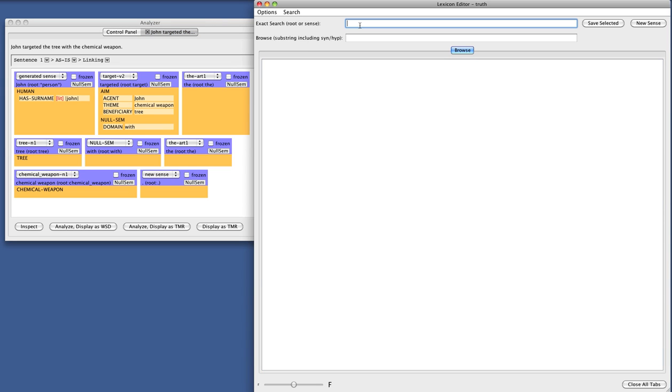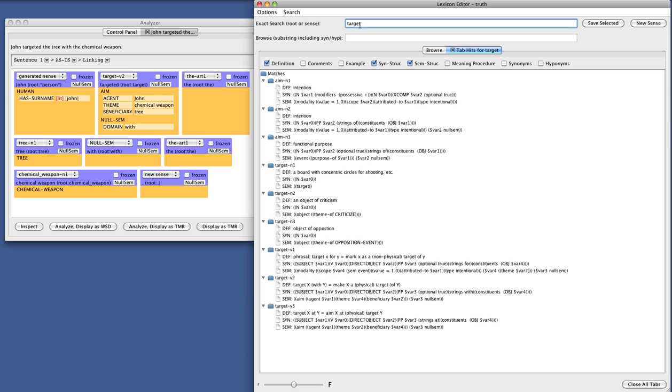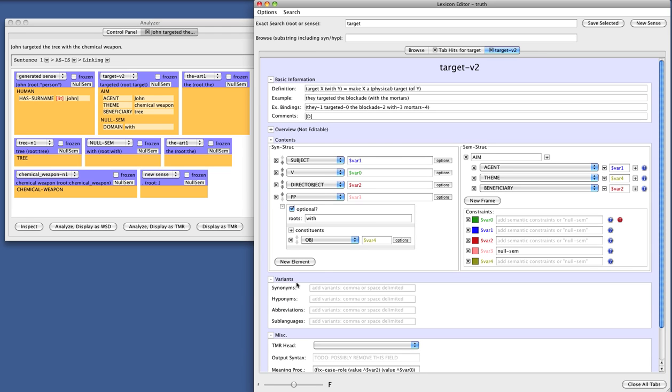Here, we're going to look at the lexicon entries for target. Target has several nominal senses, as we can see here, and 3 verbal senses. Let's look at the one the system chose. Here we see 2 main structures.